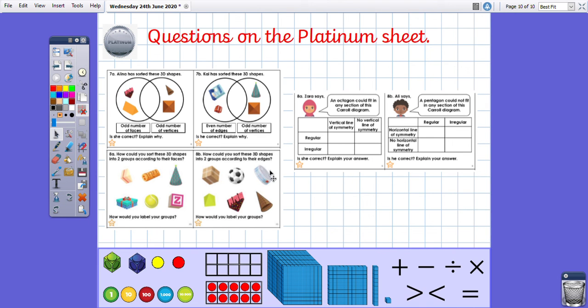And then platinum, you need to tell me if the children are correct, how you would label your groups, and tell me if the children's shapes can fit into their Carroll diagrams, explaining your answer, okay?